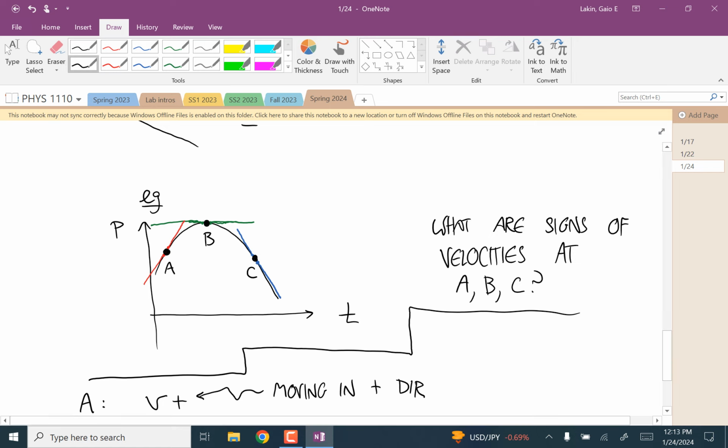But we do know that this object is going to start out moving in whatever its positive direction is. Okay. Then it's going to slow down and stop. And it'll be stopped at that instant B. And then it'll start moving in the opposite direction that it was moving in at A. It's coming back the same way, towards where it was before.